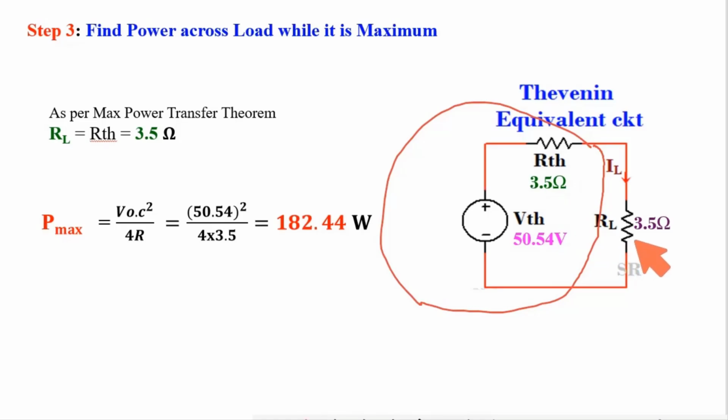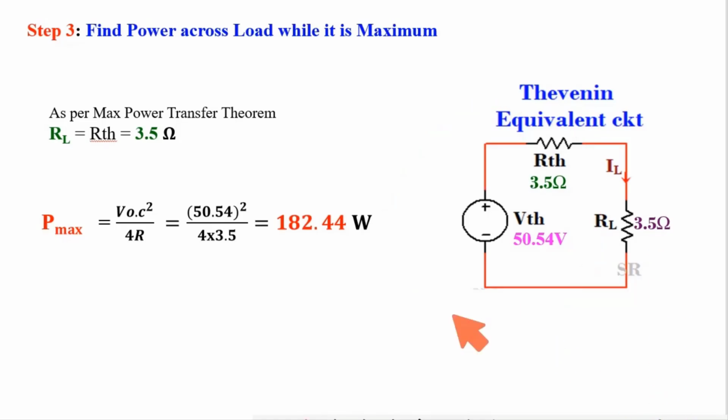Now to get the maximum power at the load, the load resistance should be equal to this, that is 3.5 ohm. Now putting the value of open circuit voltage, that is VTH, in this equation to get maximum power, I got the maximum power is 182.44 watt.